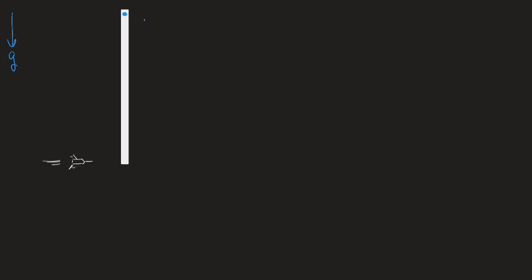And let's make the bar 8 kilograms and half a meter long, and the dart is 1 kilogram, traveling at 2 meters per second. Okay? Everybody got the setup of the problem?